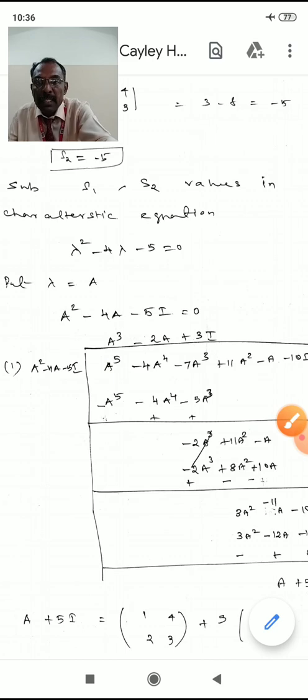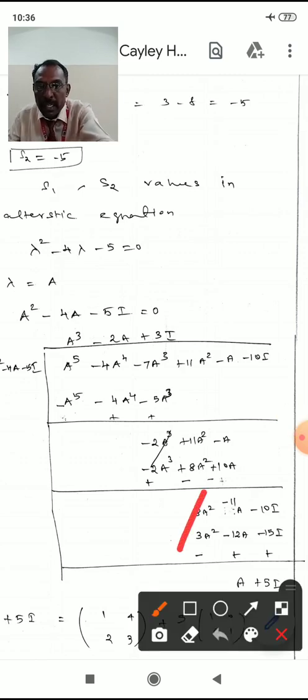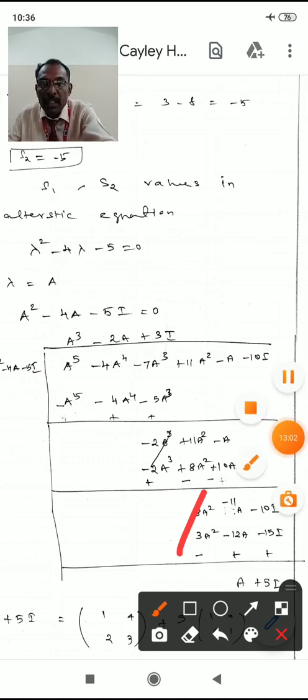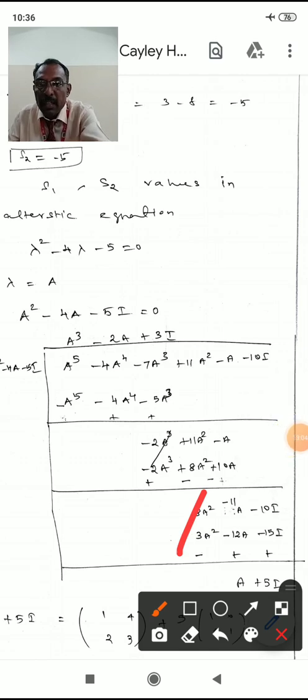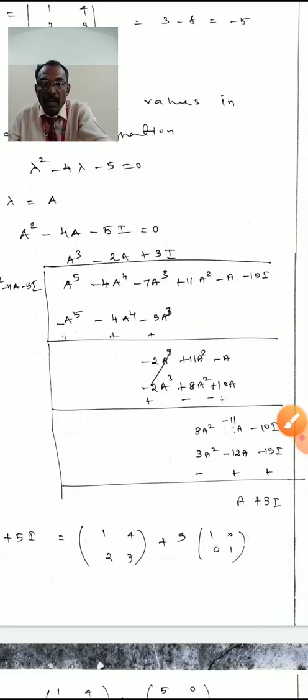The balance having 10I, I reduce 10I here. Now we multiply 3I in the Cayley-Hamilton equation, we get 3A^2 − 12A − 15I. We change the signs: plus, minus, plus. Now 3A^2 cancels. The remaining is A + 5I. So this is the simplification of the given equation. Now next we have to find the value.